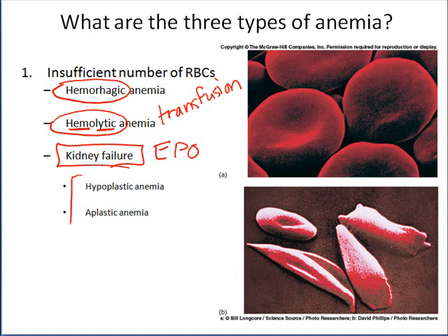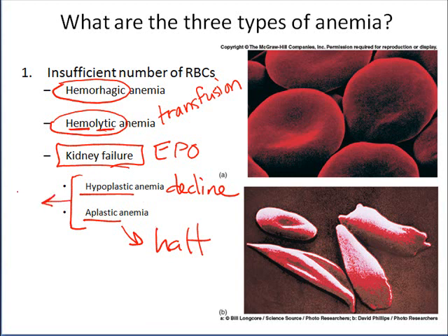You can have what is called hypoplastic anemia and aplastic anemia. These mean that I either have a decline in the total number of red blood cells being made, or I have a complete halt in the production of red blood cells if it's aplastic anemia. Sometimes these happen with exposure to certain chemicals that might destroy bone marrow cells. For example, chemotherapy can induce both hypoplastic and aplastic anemia.